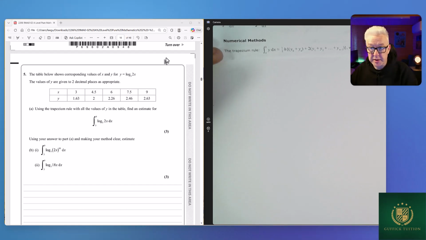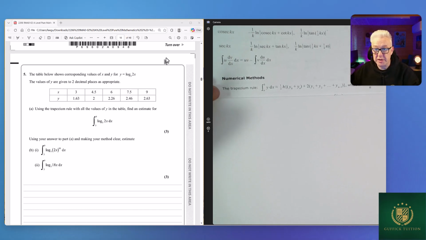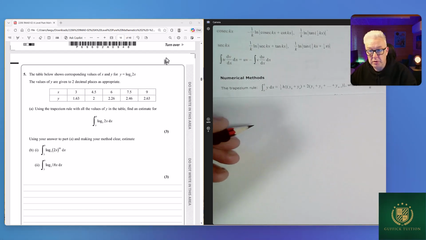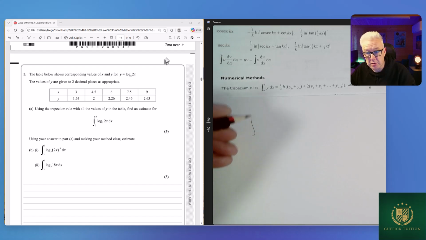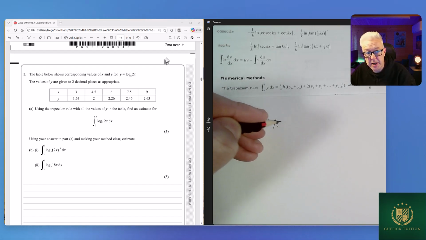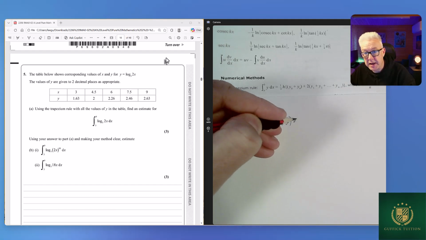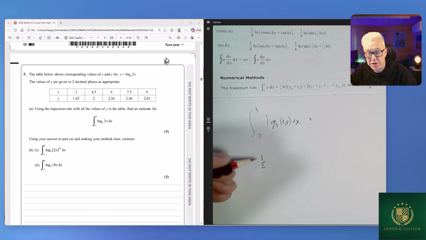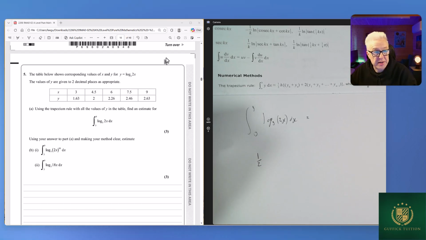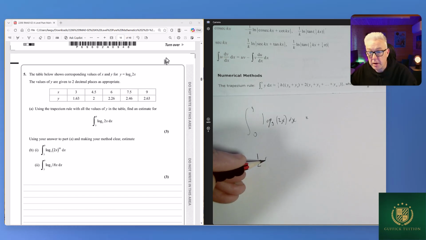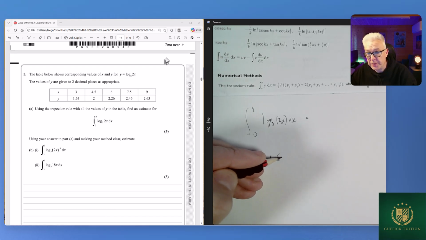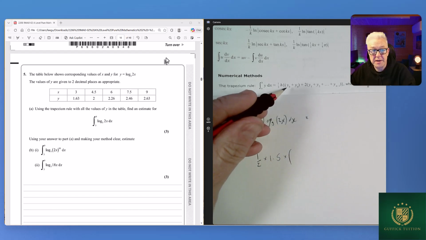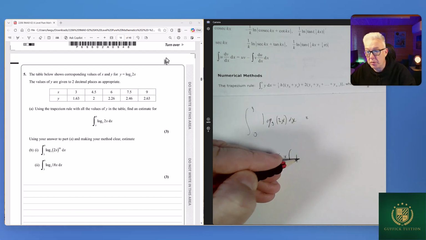Oh, this is really nice. So this is literally just put values into the trapezium rule. Okay, so first of all, let's have a look and see what we're going to get. So our integral between 3 and 9 of log to the base 3 of 2x dx is going to equal a half times by h. Now h is the strip width, which in this case, as we can see, is 1.5.